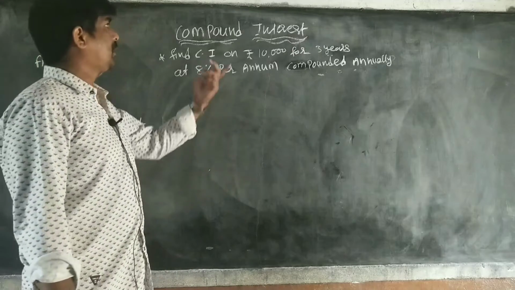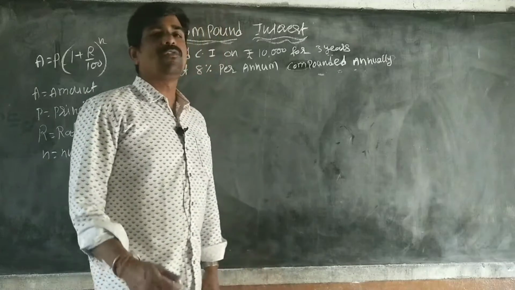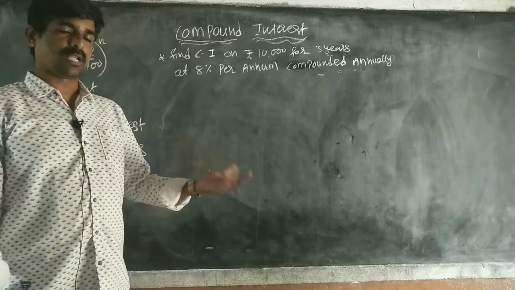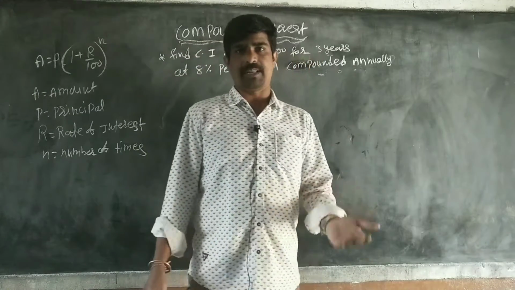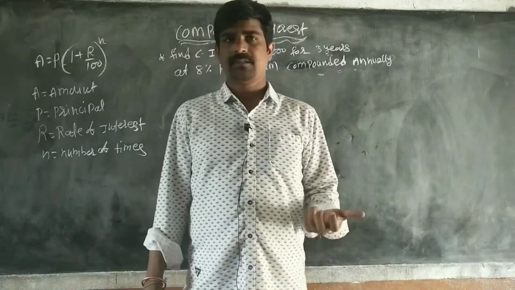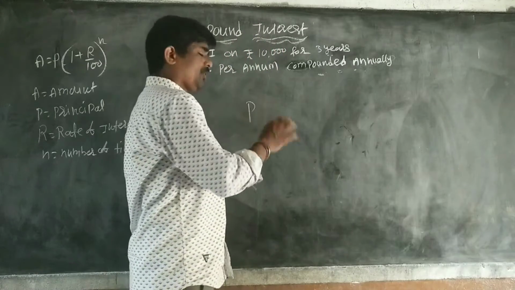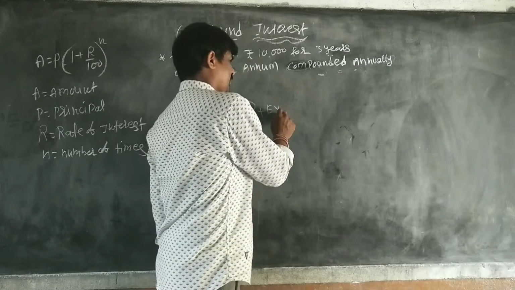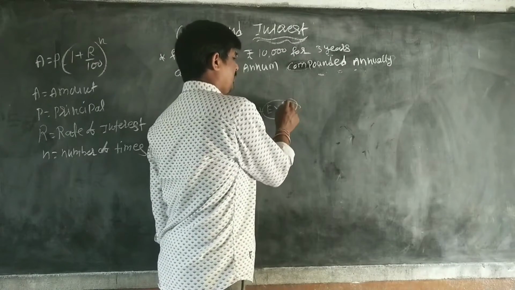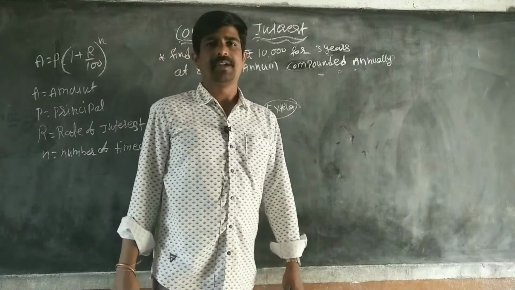Today our topic is compound interest. So what is compound interest? Before calculations, whenever we want money, we borrow from our neighbors or the bank. After 1 or 2 years we pay some extra money. This extra money is called interest.